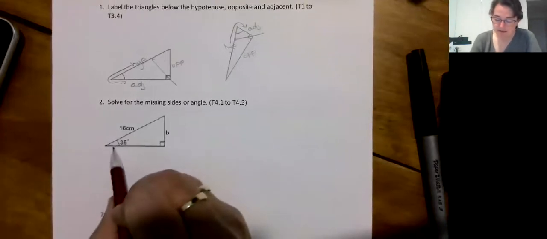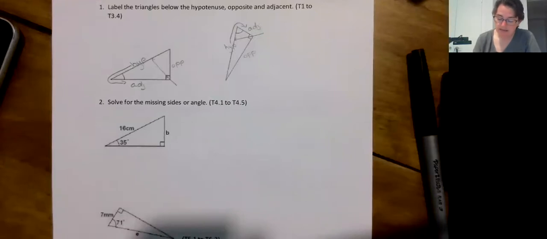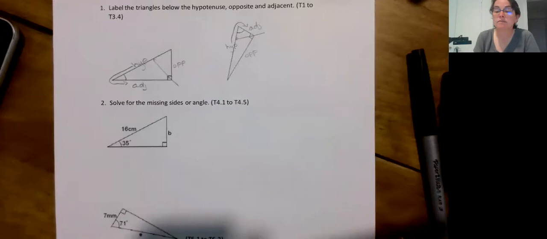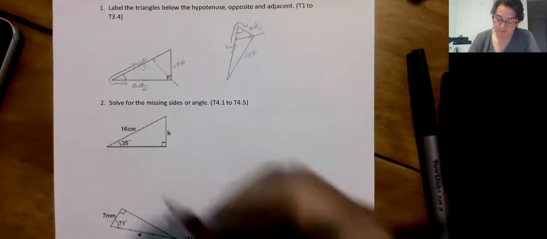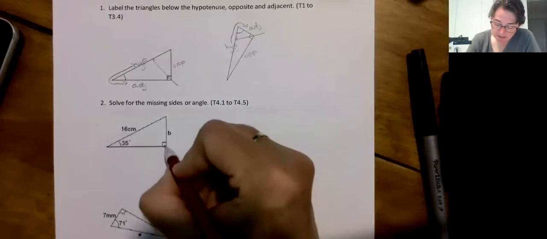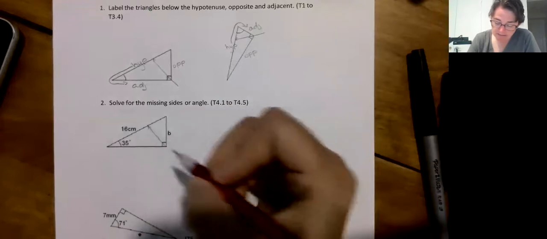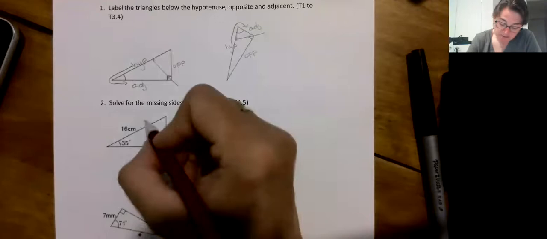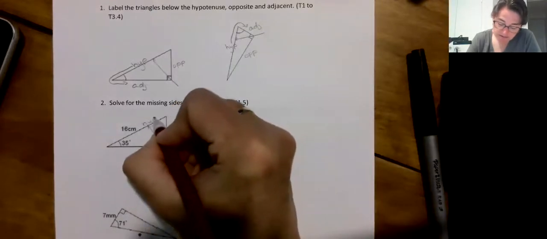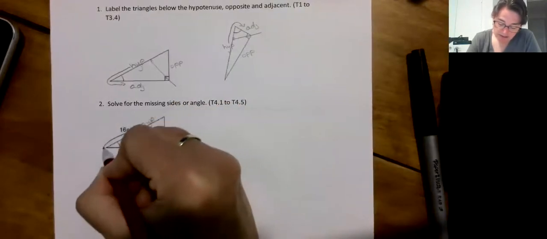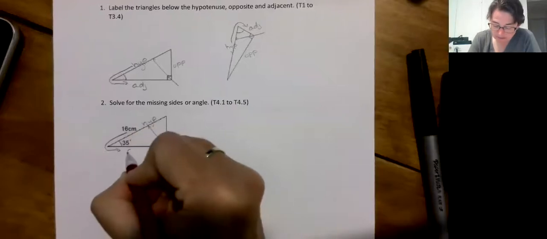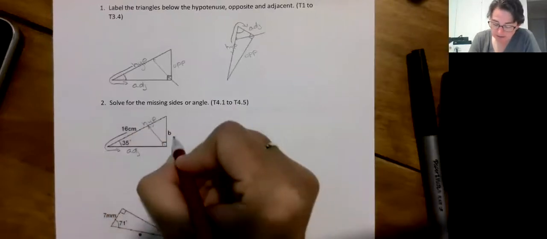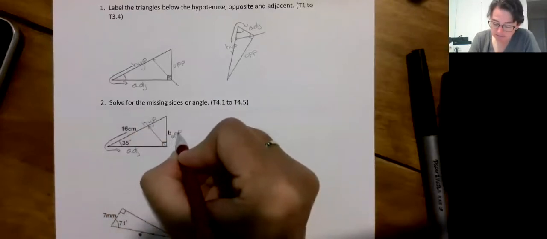All right, solve for the missing sides or angles. Well, we've got an angle here. So that's telling me I'm going to use one of my trig functions. I don't know which one right now, but I'm going to be using one of them. So I always start by labeling, because labeling, I don't have to worry about the question. I can just label. So there's my hypotenuse, and then I go around my angle. There's my adjacent, and this is my opposite side.